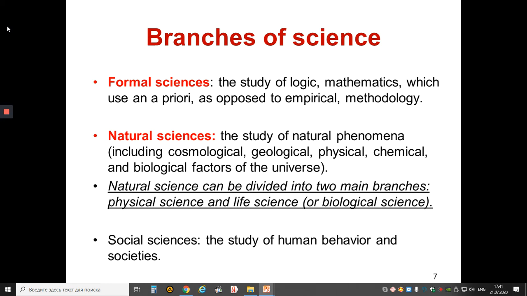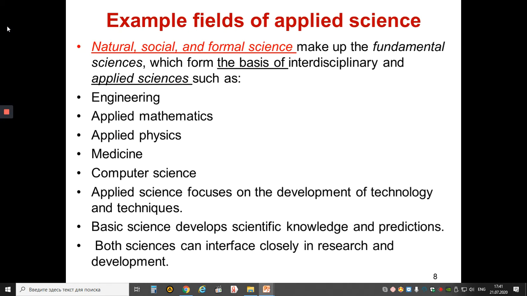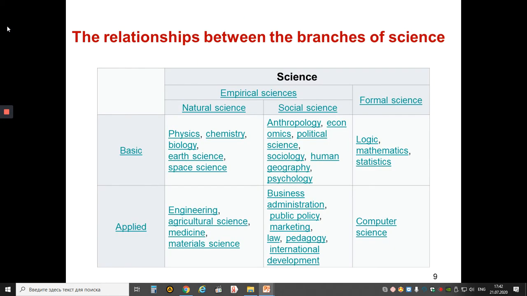Natural, social, and formal science make up the fundamental sciences, which form the basis of interdisciplinary and applied sciences such as engineering, applied mathematics, applied physics, medicine, computer science. Applied science focuses on the development of technology and techniques. In contrast, basic science develops scientific knowledge and predictions. Applied and basic sciences can interface closely in research and development. The relationship between the branches of science is summarized by the following table.